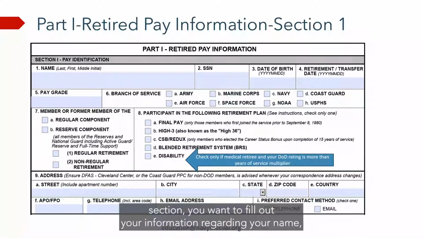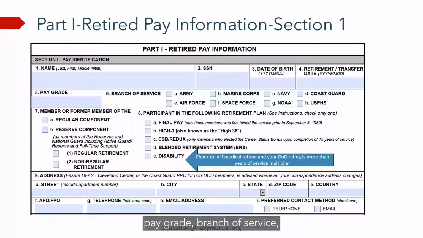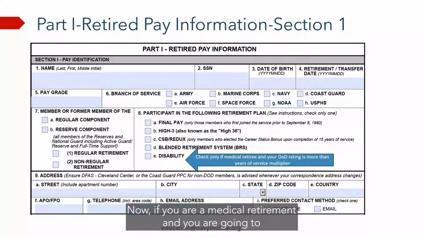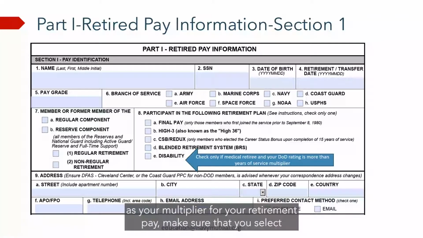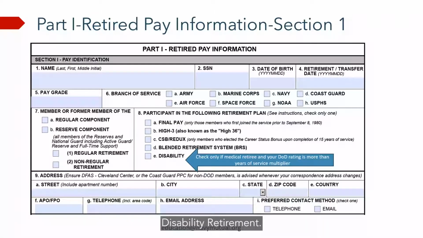In this first section, you want to fill out your information regarding your name, pay grade, branch of service, type of service, and type of retirement. Now, if you are a medical retirement and you are going to be using your DoD rating instead of your years of service as your multiplier for your retirement pay, make sure that you select disability retirement.